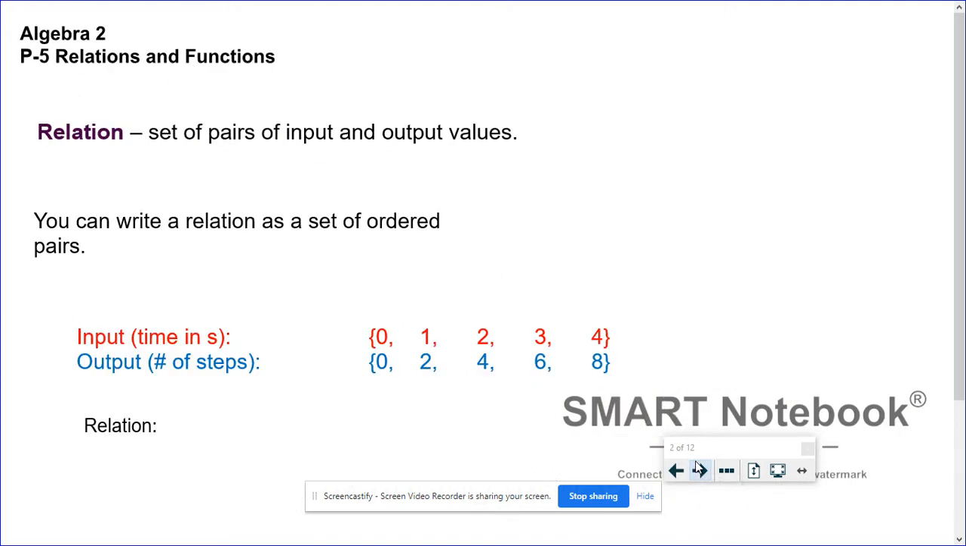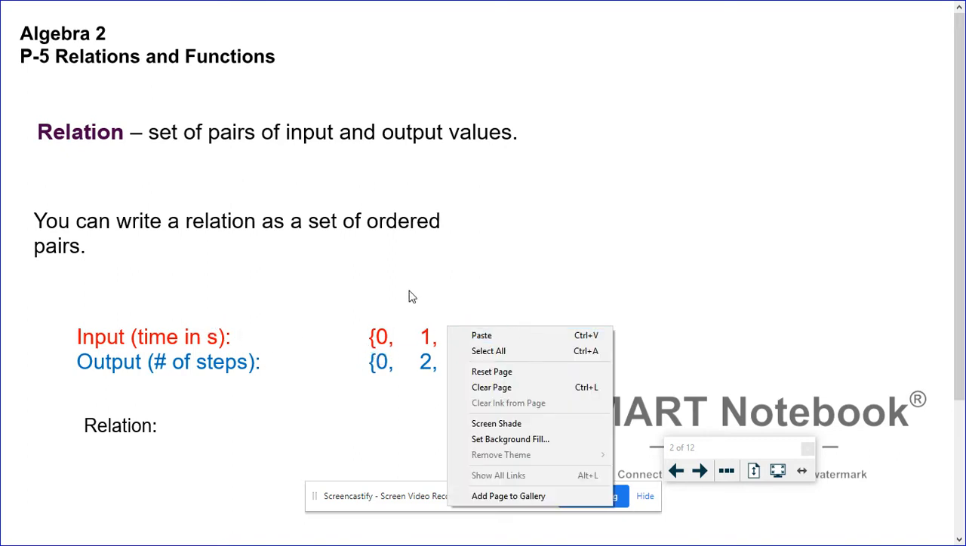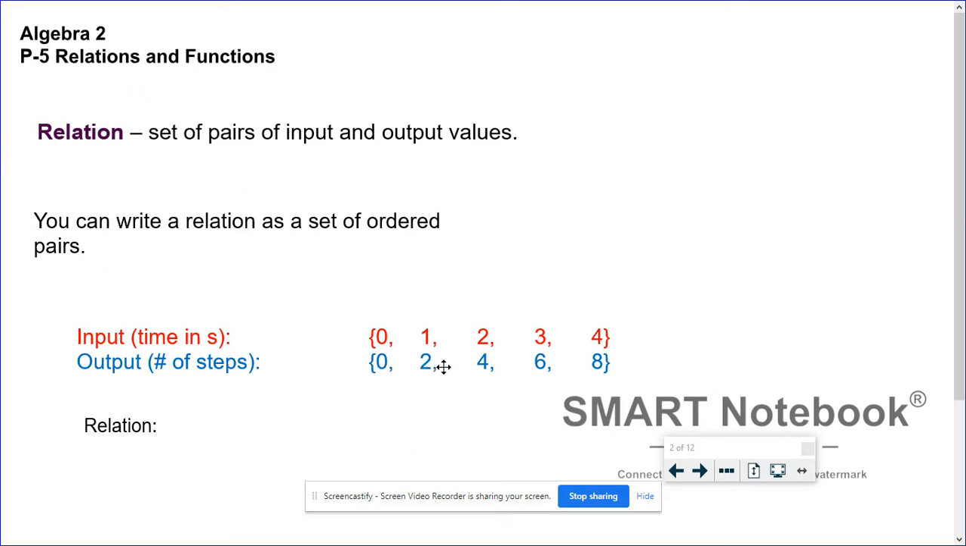So first definition, a relation is a set of pairs of input and output values. So just a collection of ordered pairs, essentially. You can write a relation as a set of ordered pairs. So here's some information you're given. So the input is the time in seconds, and the output is the number of steps.